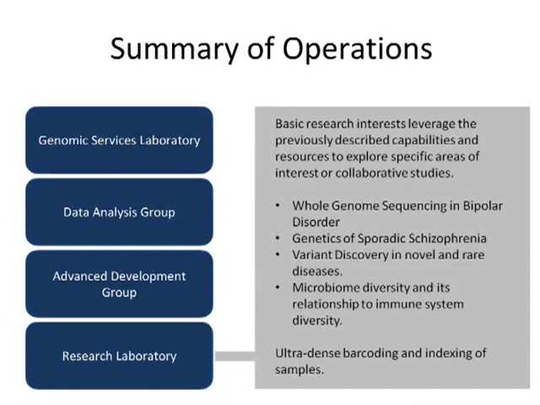Some key projects, I'll touch on a couple of these very briefly: whole genome sequencing in bipolar disorder, which I'll touch on primarily, and exome sequencing in sporadic schizophrenia, variant discovery, and novel and rare diseases, which uses both exome as well as whole genome sequencing. Then there are some new research efforts, which I'm not going to speak about, on microbiome diversity and its relationship to immune system diversity. And one final piece that I will touch on briefly is the use of ultra-dense barcoding and indexing of samples across sequencing technology.